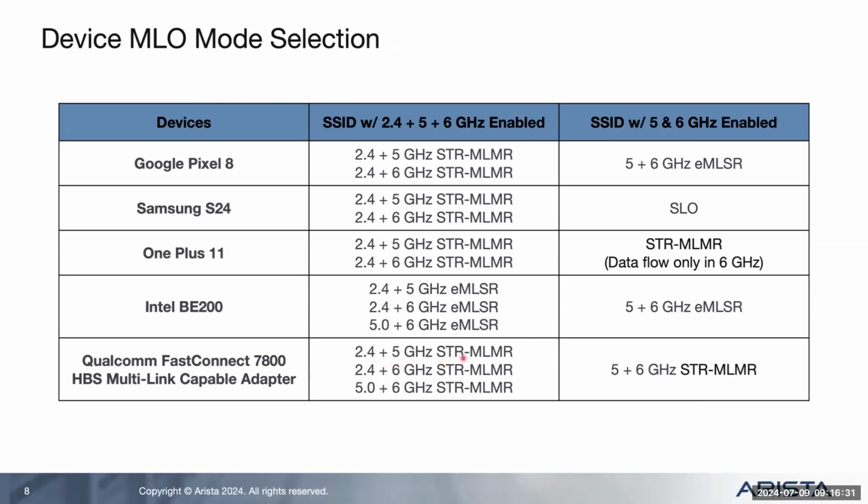It was able to form STR-MLMR in all possible combinations, whereas in 5 and 6 also it was able to do efficiently the STR-MLMR case. So there are some clients out in the market where it does STR-MLMR, but the client ecosystem is also evolving, and you might see a little bit of updates across clients, and mostly they tend to move towards EMLSR and 5 and 6 because these are the two frequency bands which are closely packed together, and we need proper filtering and things like that.